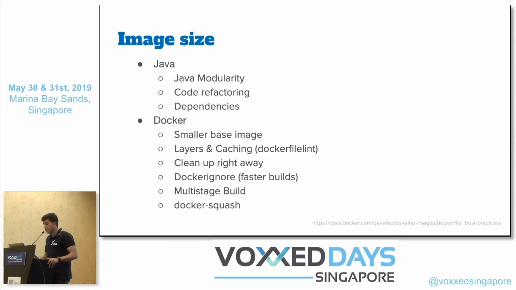We could start by using a small base image. The smaller the base image is, the smaller our final image will be. Understanding the principles of layering and caching in Docker also helps to achieve that. Generally speaking, it is a good idea to combine related commands in your Dockerfiles and separate unrelated commands. Also, clean up right away.